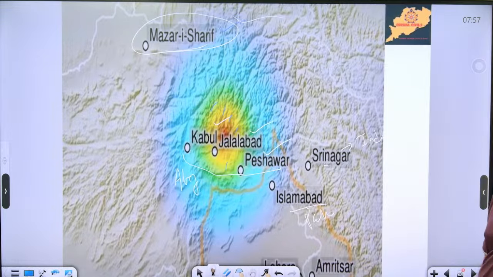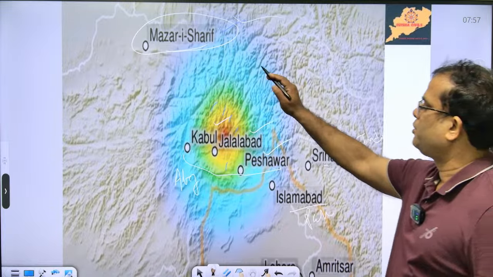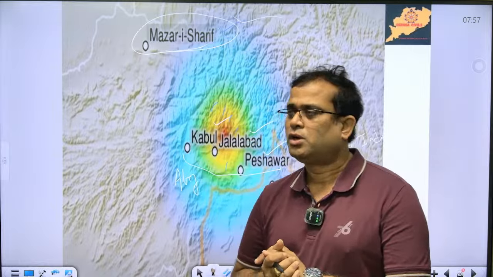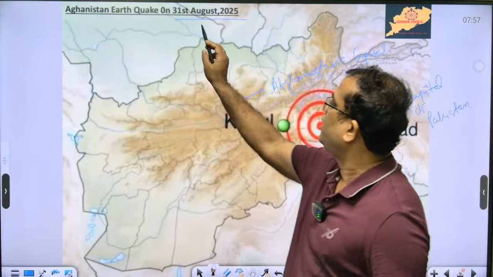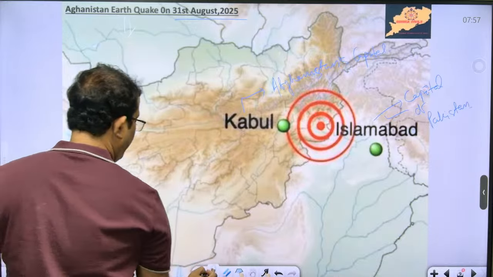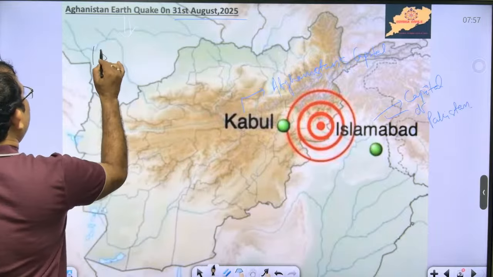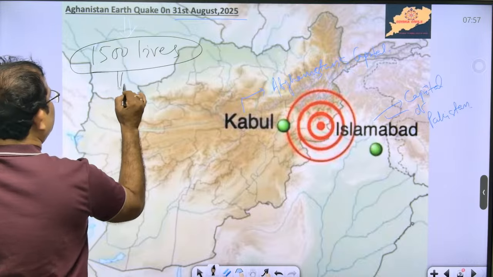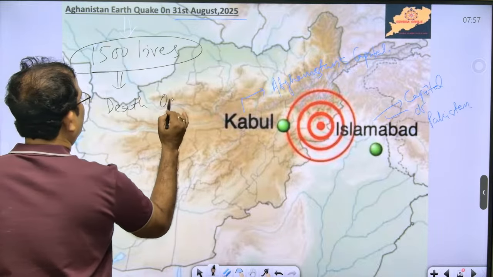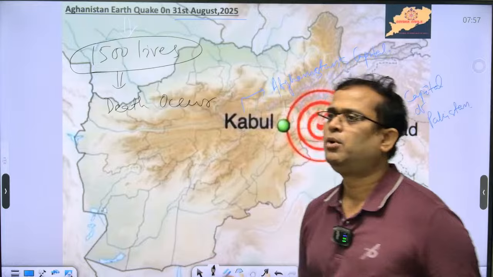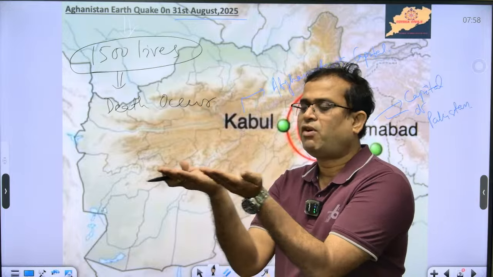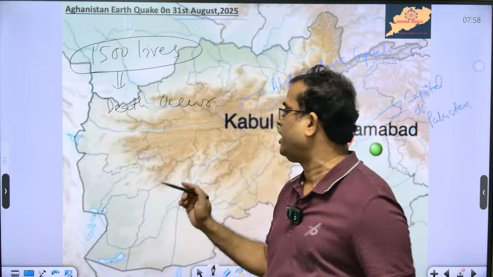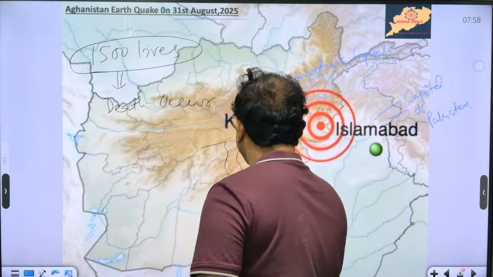If we look at Mazar-e Sharif or Kabul, the earthquake that happened in Kabul on August 31 took nearly 1500 lives, more than 1500 lives, okay? Death occurs, right? How did it happen? In the Kabul earthquake there is a fault line. If you see a land torn apart along a major fault line, the picture is like this one.